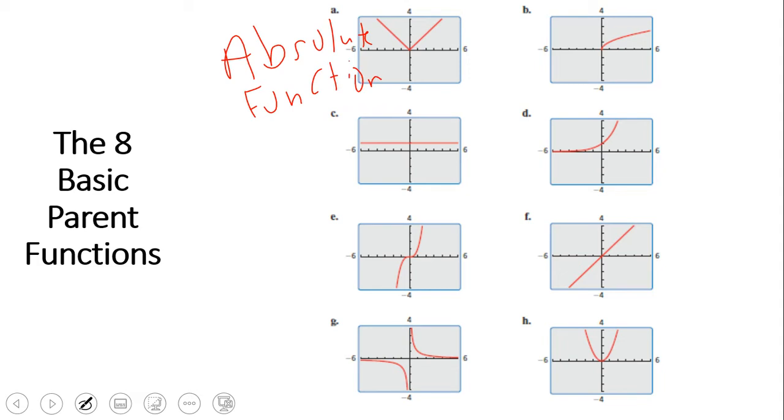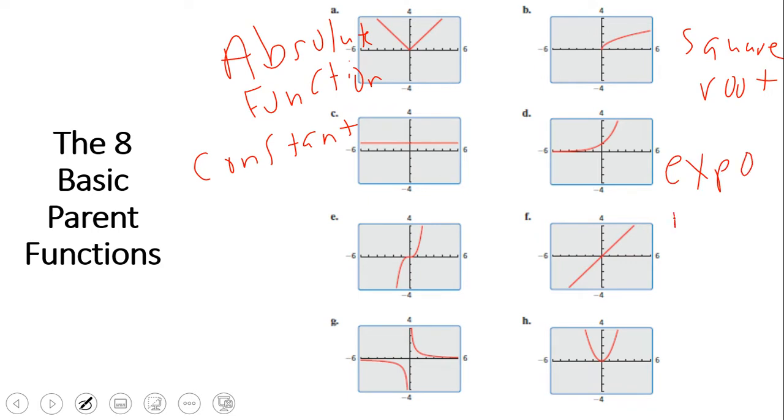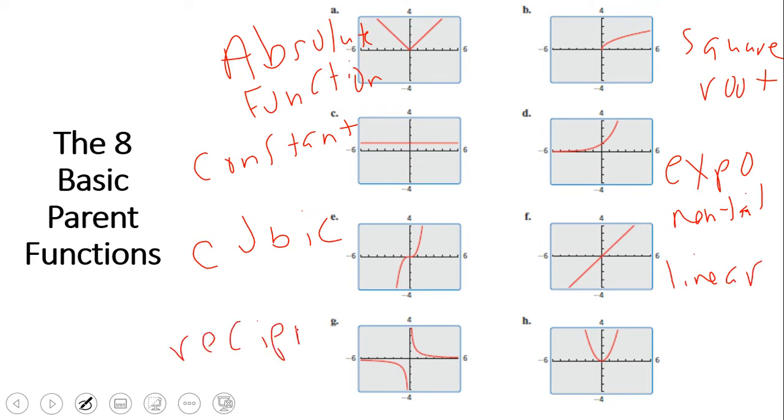Over here in graph B, this is what's called the square root function graph. Here in example C, this is what's called the constant function. In D, this is the exponential function. In E, this is called the cubic function. In F, this is called the linear function. G is the reciprocal function, and H is, of course, the quadratic function.